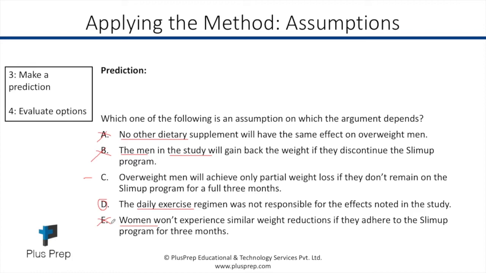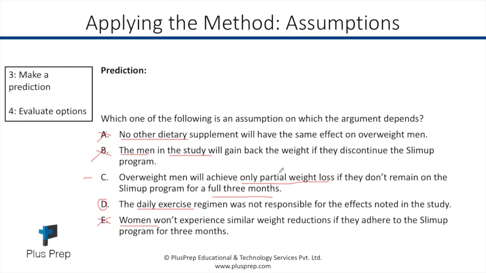Going back to C, it says overweight men will achieve only partial weight loss if they do not remain on the Slim Up program for a full 3 months. Now think about this. What does partial weight loss mean? Does it mean 10%? Does it mean 99%? Does it mean 1%? We have no idea, right? The word partial weight loss could mean anything.